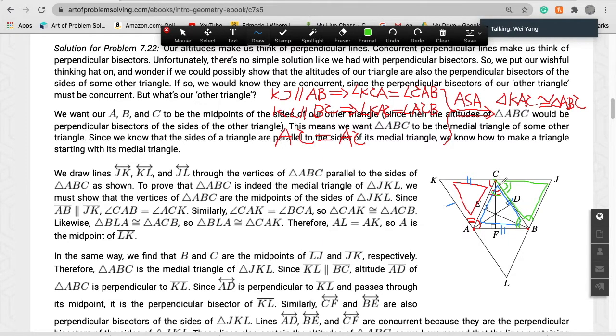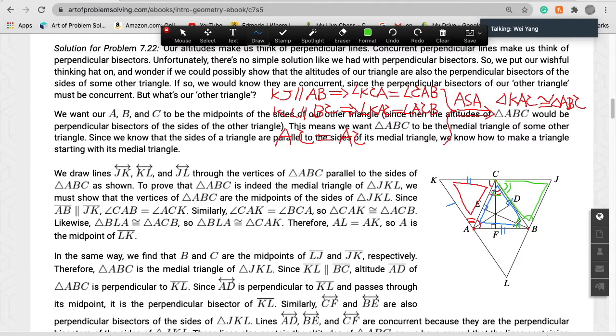Then these two triangles share the side BC. Then we can still use ASA to prove this triangle congruent with this one. So then you can also get AB equals CJ. So AB also equals KC, based on the congruence of this triangle with this.